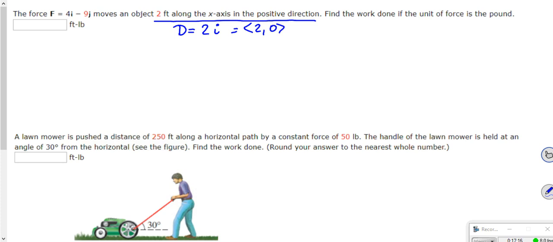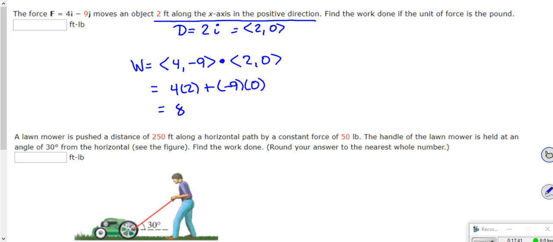So find the work done if the unit of force is the pound. So force, they already gave us. So work equals force, which is 4, negative 9, dot product 2, comma, 0. So this is 4 times 2 plus negative 9 times 0, which is just 8 foot-pounds of force. I hope that makes sense.